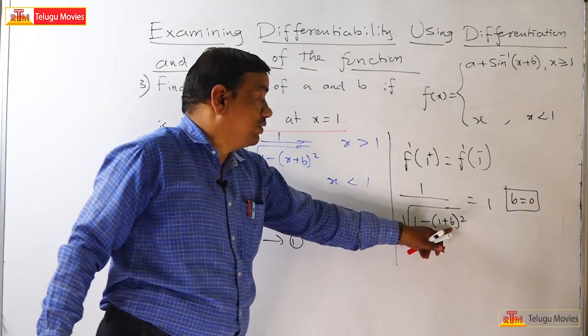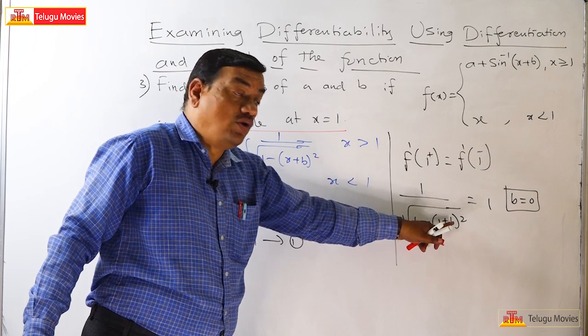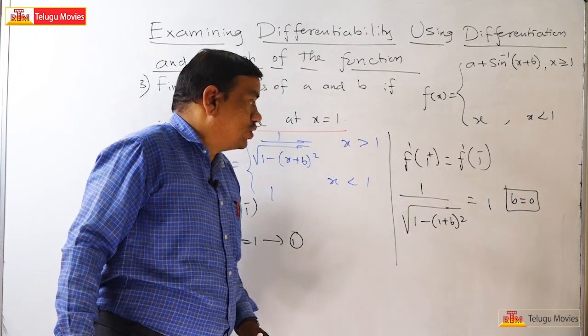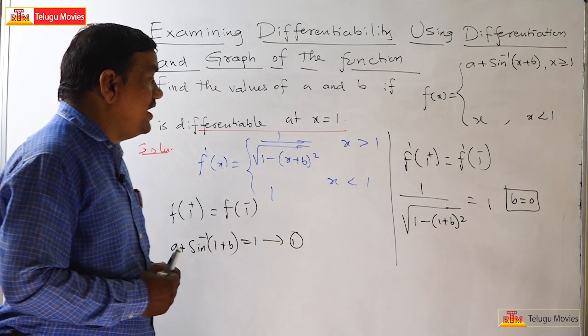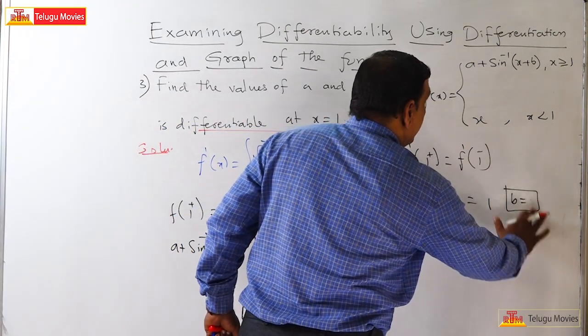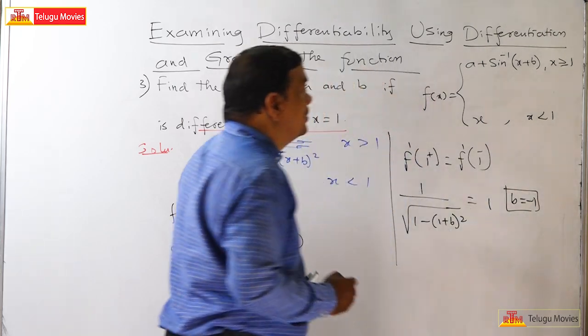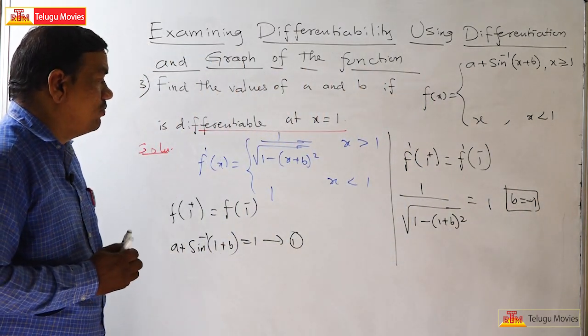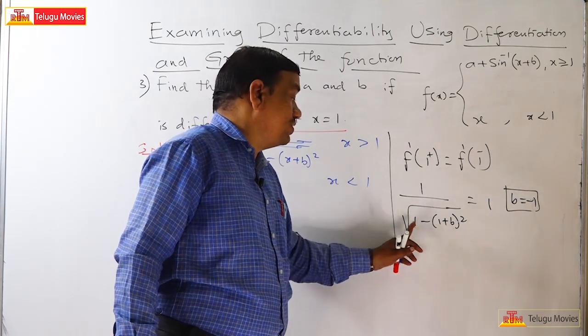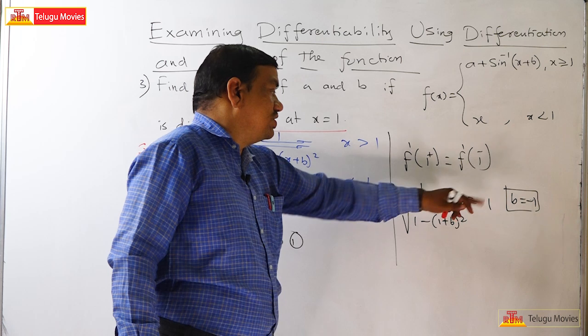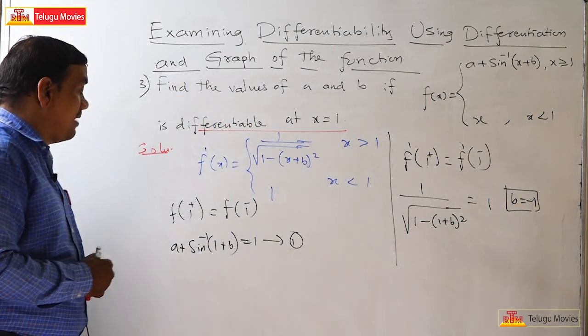Now, just by guess we can say b is equal to 0. If we put b equal to 0, 1 plus 0 is 1, 1 square is 1. So not b equal to 0, b is equal to minus 1, sorry. If you substitute b equal to minus 1: 1 minus 1 is 0, 0 square is 0, 1 minus 0 is 1. So the b value is minus 1.